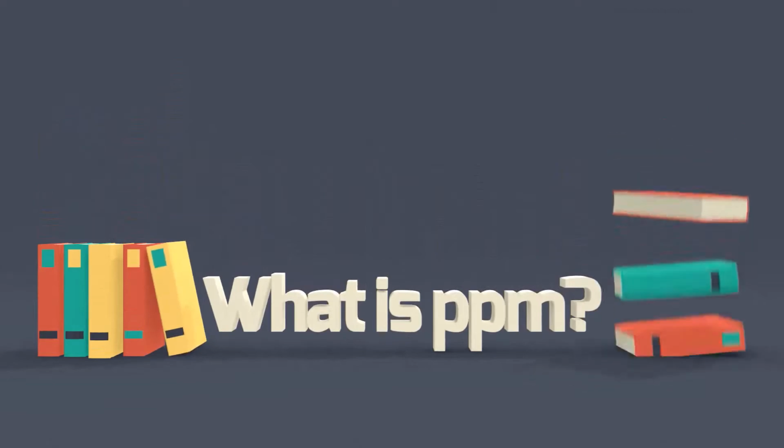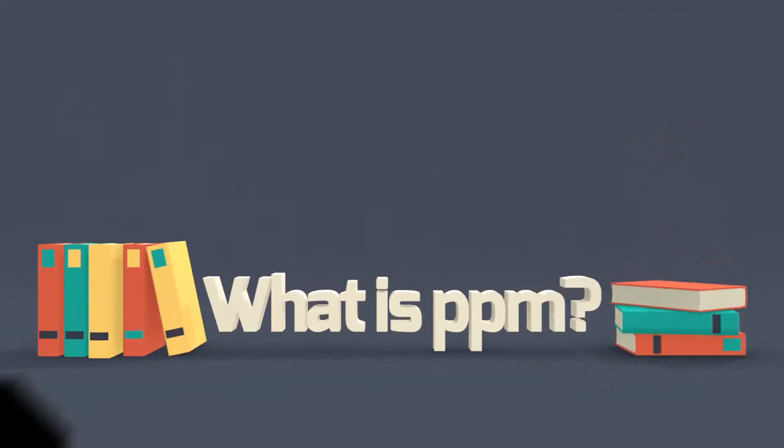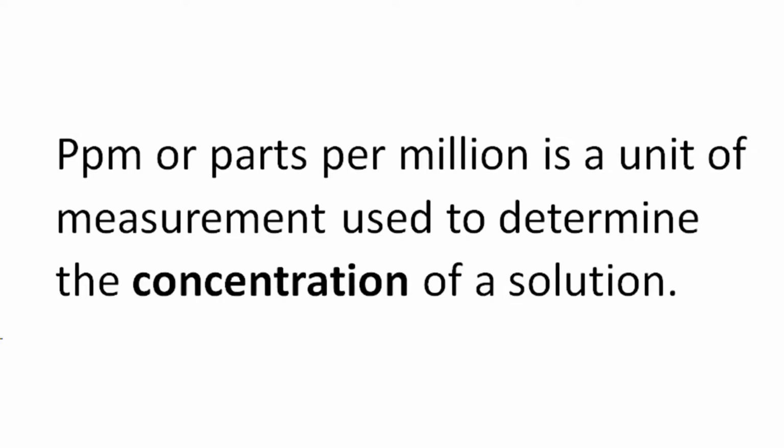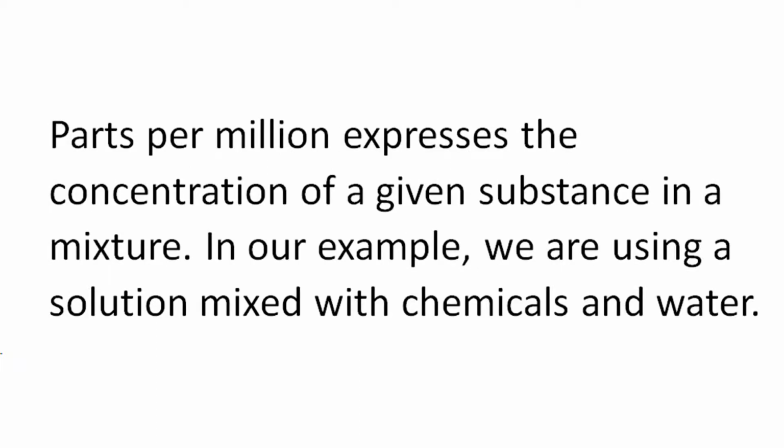What is parts per million? ppm, or parts per million, is a unit of measurement used to determine the concentration of a solution. Parts per million expresses the concentration of a given substance in a mixture. In our example, we are using a solution mixed with chemicals and water.